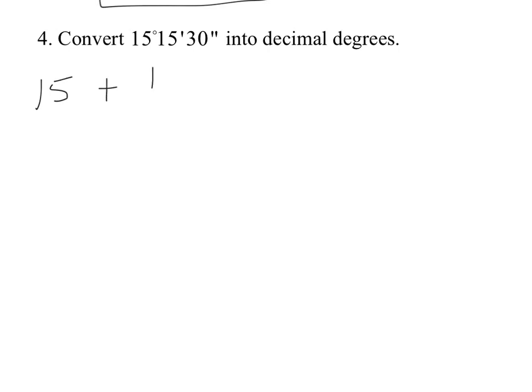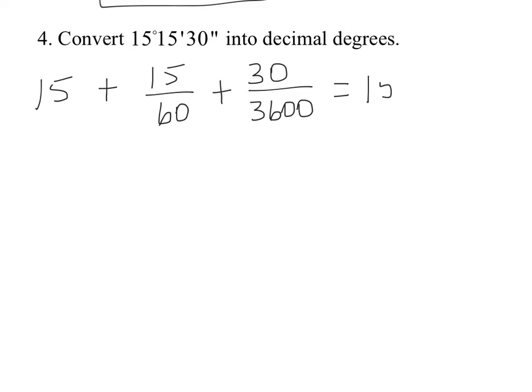We're going to take the minutes and we're going to divide by 60 because there's 60 minutes in a degree. And then we're going to take the 30 seconds and divide by 3,600 because there's 3,600 seconds in a degree. Then we just put that in the calculator, and we get 15.2583 degrees. And that's it.